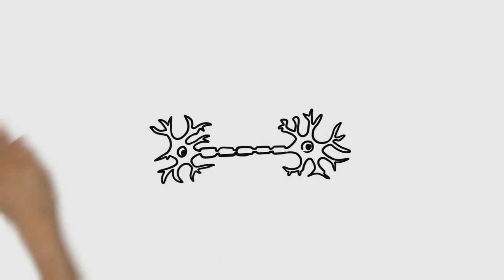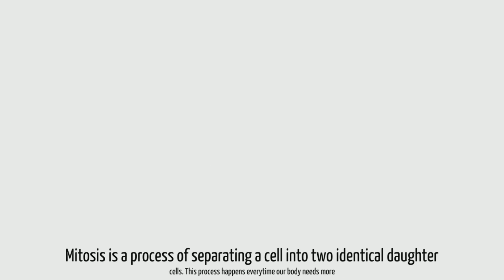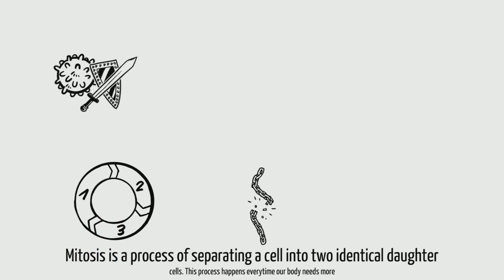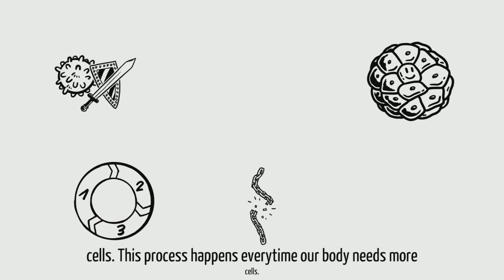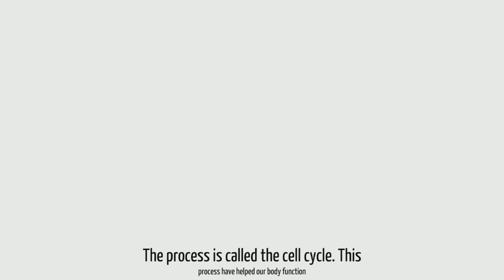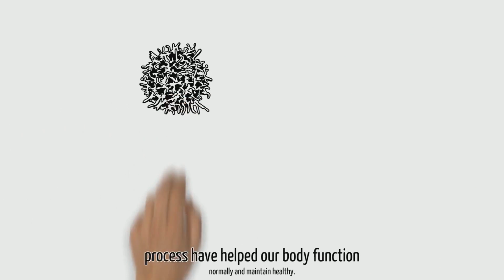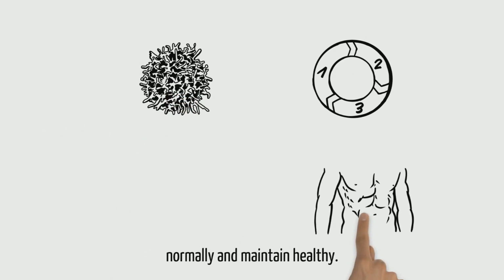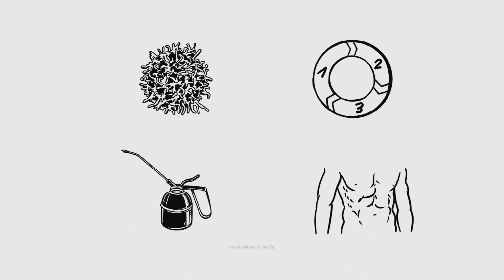Cell division. Mitosis is a process of separating a cell into two identical daughter cells. This process happens every time our body needs more cells. The process is called the cell cycle. This process helps our body function normally and stay healthy.